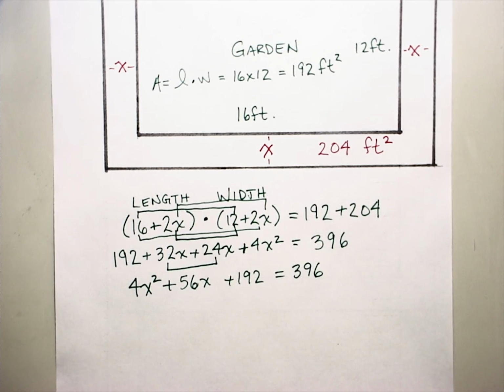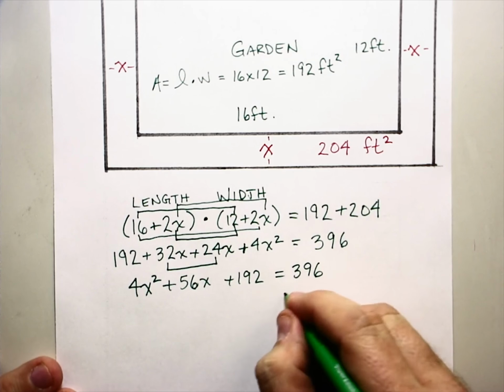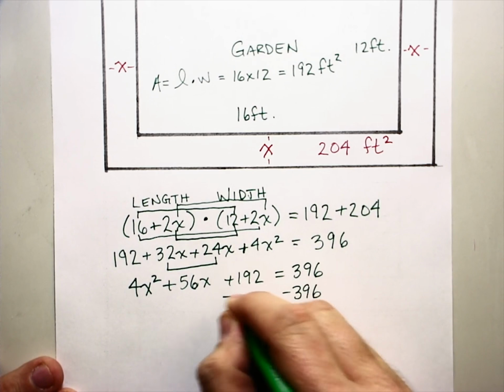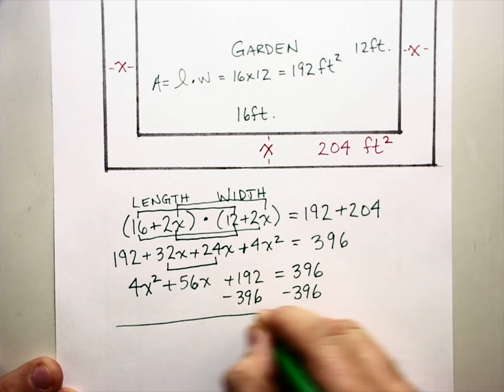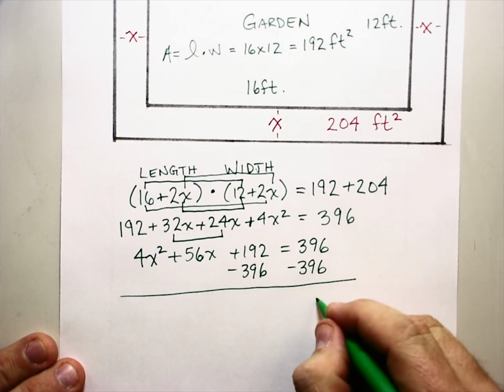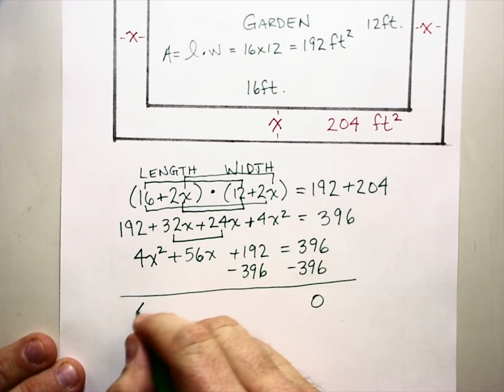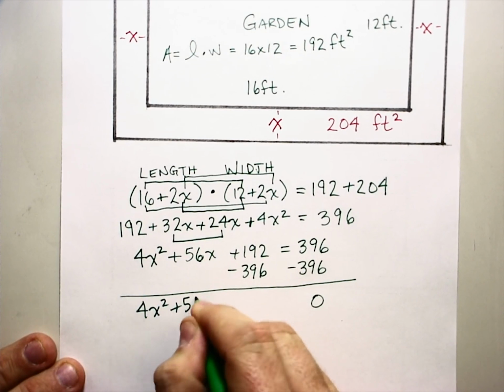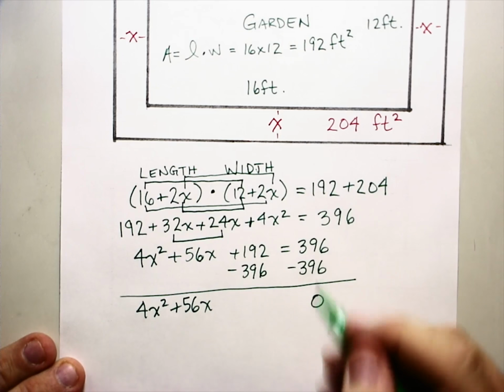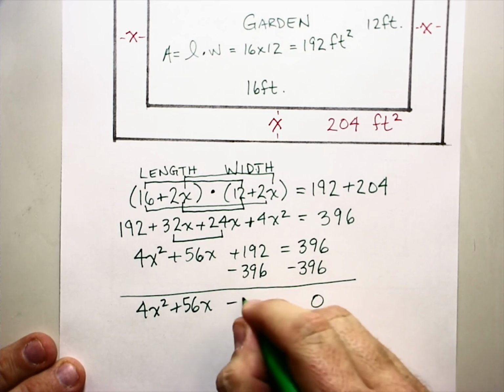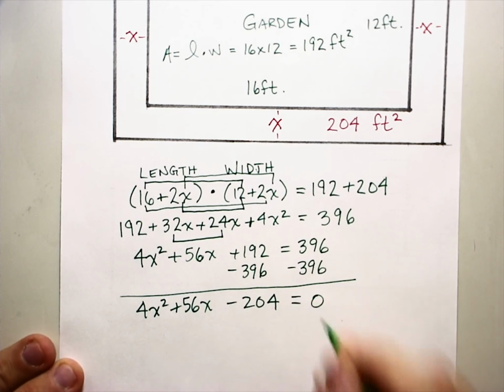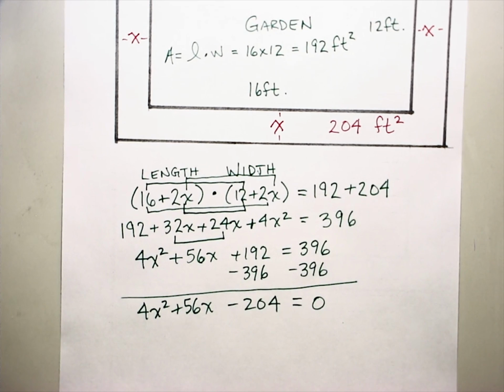Now, before we can apply the quadratic formula, we have to get our equation equal to 0. You cannot use the quadratic formula unless the quadratic equation is equal to 0. So I'm going to subtract 396 from both sides, like so. When I do that, obviously I get the 0 on this side. I still have my 4x squared plus 56x on the left. And then 192 minus 396 is a minus 204. So I have the equation 4x squared plus 56x minus 204 equals 0.